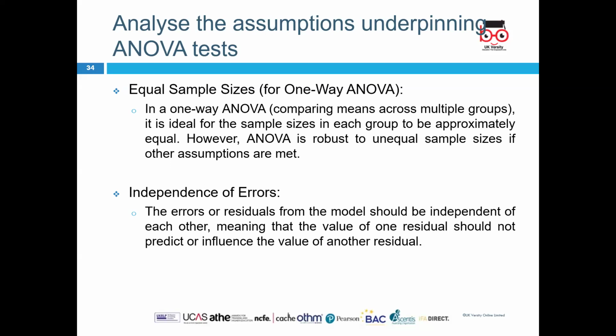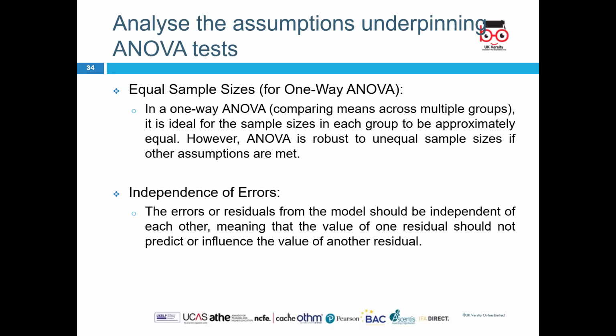Then equal sample sizes for one-way ANOVA. In a one-way ANOVA, when you are comparing across multiple groups, it is ideal for the sample size in each group to be approximately equal. For example, you are collecting the mean of sample one, the mean of sample two. So sample size should be equal. However, ANOVA is robust to unequal sample sizes if other assumptions are met.